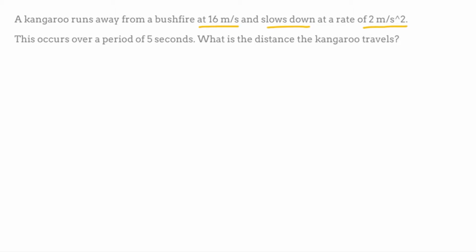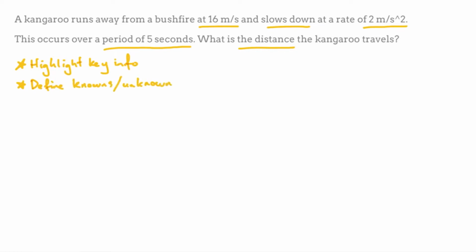So underlining the key bits of information: 16 meters per second, slows down at 2 meters per second squared, period or time of 5 seconds, and what is the distance or the displacement the kangaroo travels. So there, we've highlighted our key information that relates to the SUVAT equations. The second step is to define the knowns and unknowns. It's really important that we actually put these down. Okay, we write them on the paper.